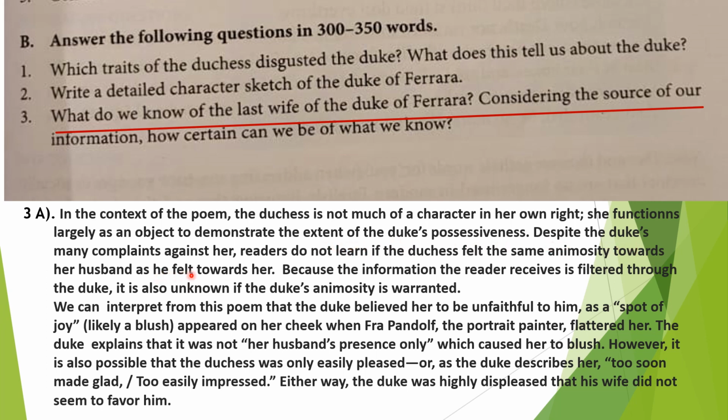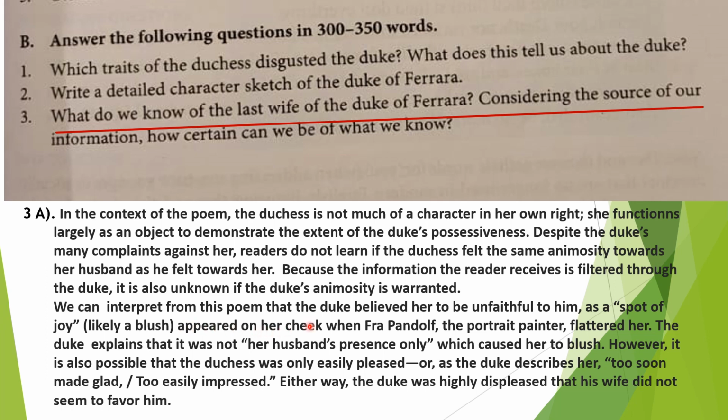Despite the Duke's many complaints against her, readers do not learn if the Duchess felt the same animosity towards her husband as he felt towards her. Animosity means hatred. He hated her. Whether she also hated her husband in the same manner, we do not know. Because the information the reader receives is filtered through the Duke, it is also unknown if the Duke's animosity is warranted. So we do not know the actual characterization of the Duchess.